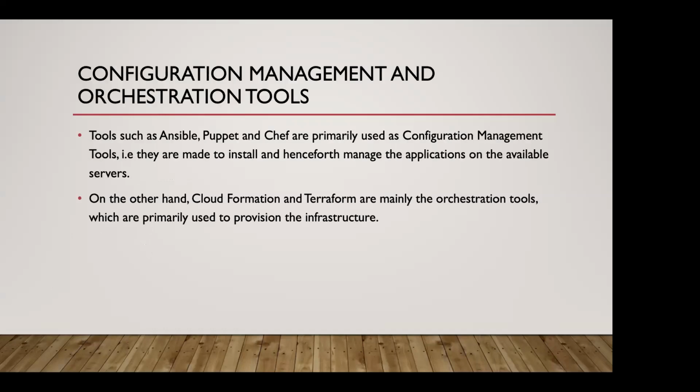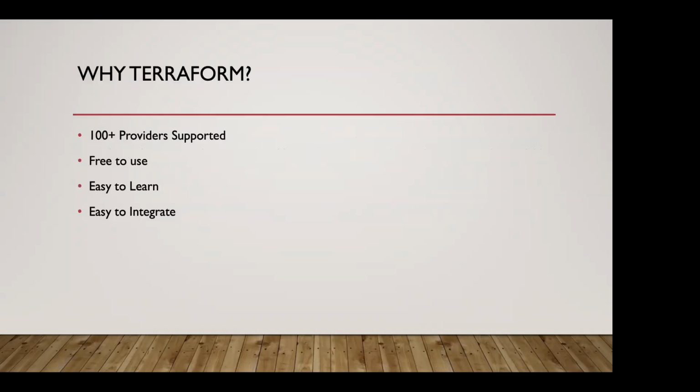So what exactly would be the major difference between configuration management and orchestration tools is that configuration management tools are mainly made to install and henceforth manage the applications on the available servers. But on the other hand, your IaC tools such as Terraform or CloudFormation are part of the orchestration tools, which are used to provision the infrastructure, to bring up new instances and destroy the infrastructure and all of that. Okay, so why exactly Terraform?